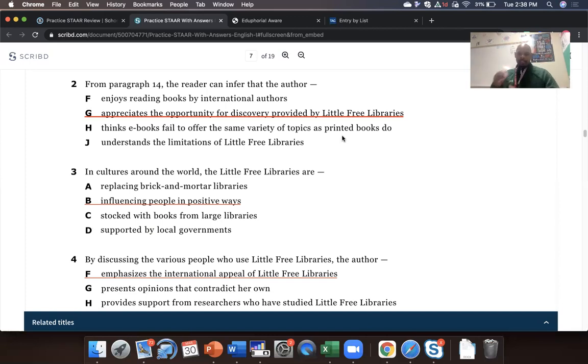So in question 3, which says, in cultures around the world, the little free libraries are. Okay? Now, how do we go about answering that question if it doesn't ask for anything specific? Not asking for a sentence or a paragraph. So how would you go about answering that question? How did you go about answering that question?